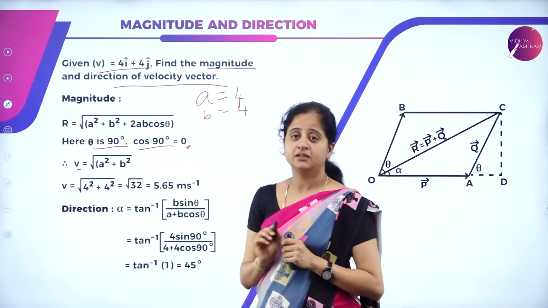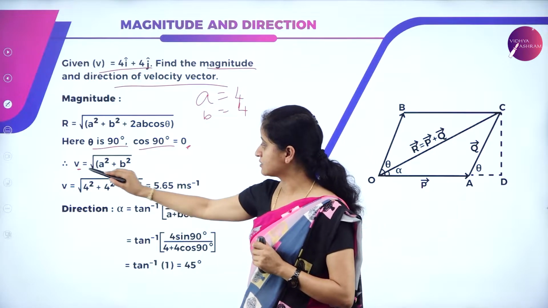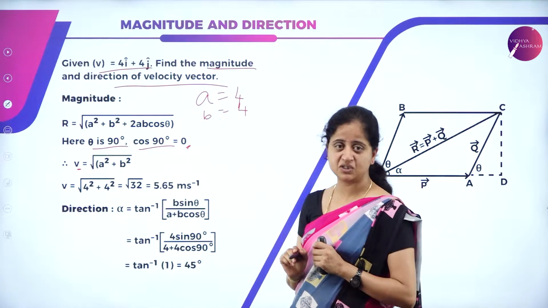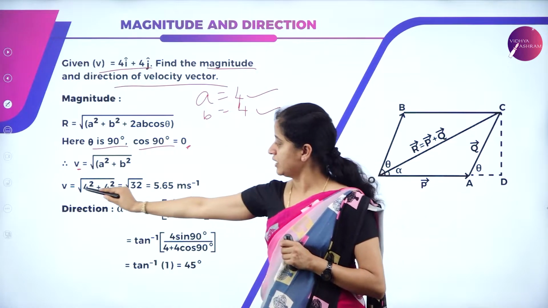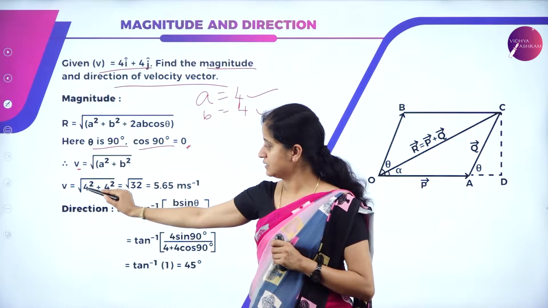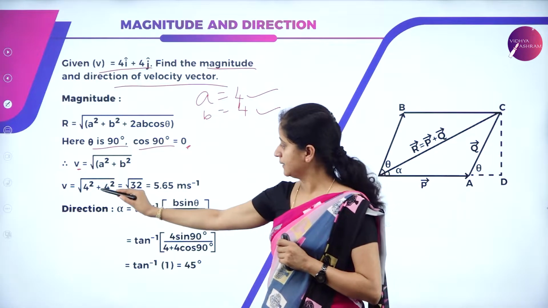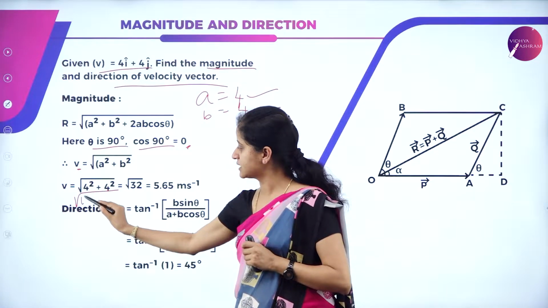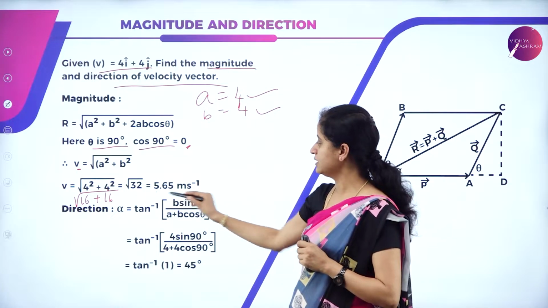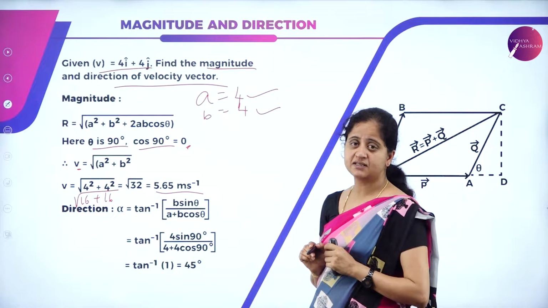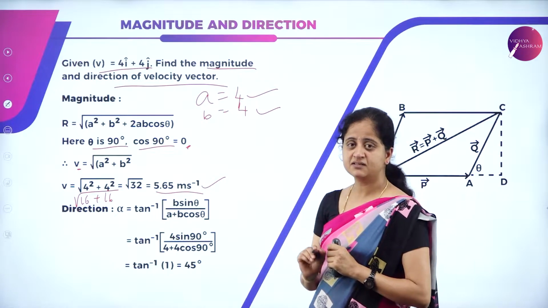Why is it written as v? Because we are finding the velocity vector, the resultant of the velocity of two concurrent vectors. So v is equal to root of a square plus b square. As I told you, a is 4 and b is also 4. So v equals root of 4 square plus 4 square, 4 into 4, 16 plus 16. So you'll get root of 16 plus 16, which is nothing but root of 32. The square root of 32 value is 5.65. Since it is a velocity, the unit is meter per second. This is the magnitude. Let us now find the direction.